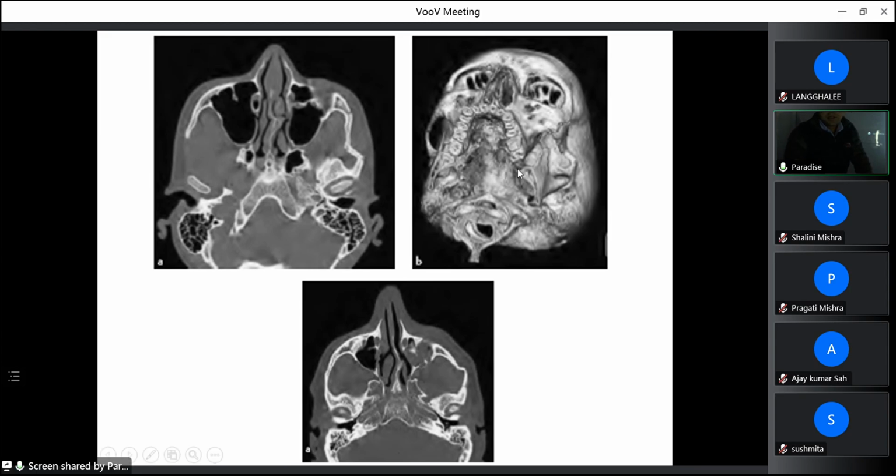Okay. If you see the 3D, you can see the zygomatic arch fracture at three different locations. It is a depressed zygomatic arch fracture. Again, in another figure, the axial section, you can see there is outward bulge of the zygomatic arch. So the zygomatic arch is again fractured at three different places.